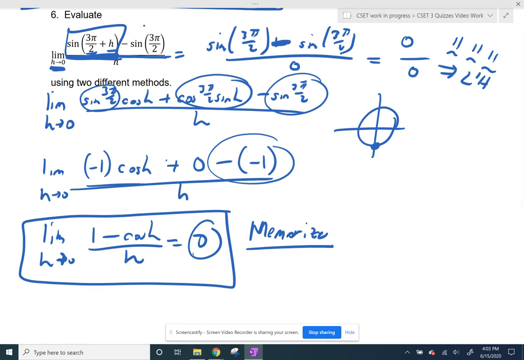and it will match the answer that we're going to get with L'Hopital's rule in method 3. So it feels like a little bit of a cop out at the end that we did have this memorized, but that is how you learn it in the beginning. Okay, so there's method 2, and then we'll do method 3.